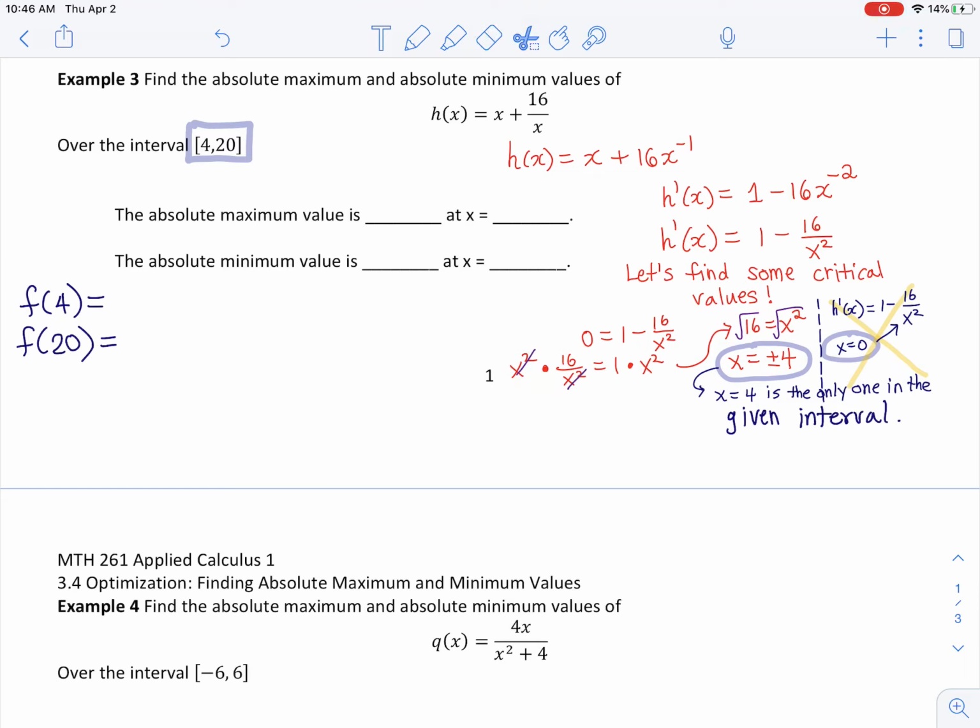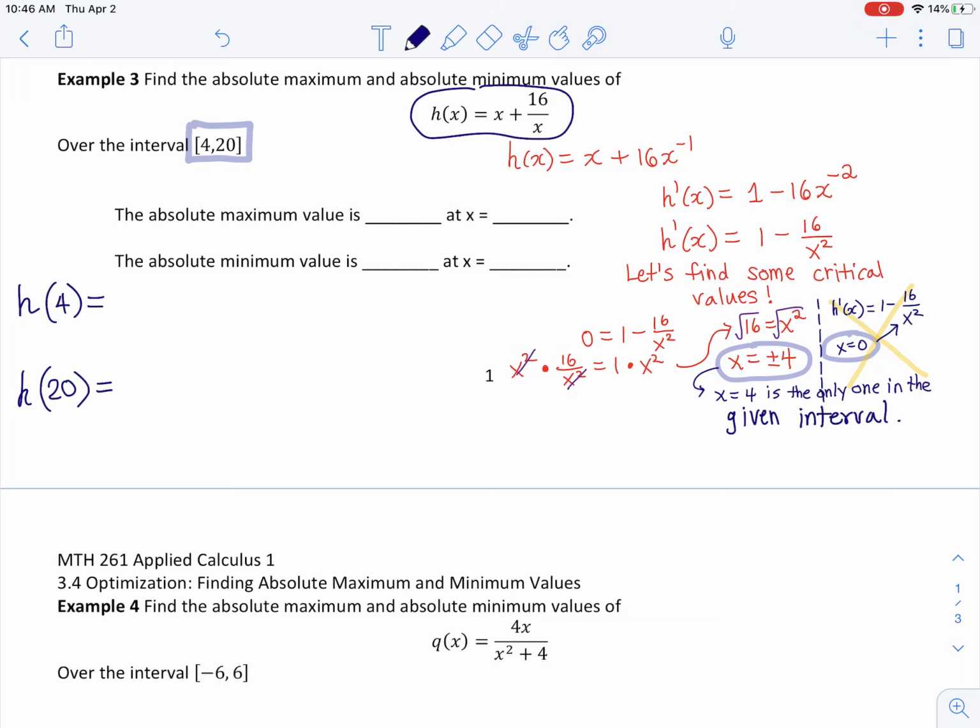So we did all that hard work, but it looks like we're only testing 4 and 20. And that's okay. That's perfectly okay, right? So let's test these 2 values. Let's evaluate these 2. F of 4 will be plugging your values into h of it.